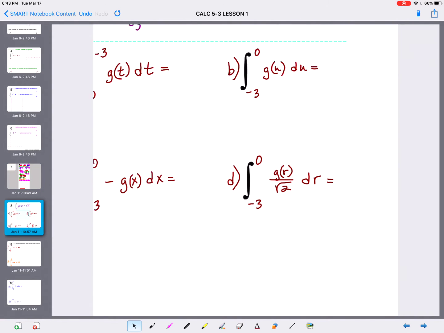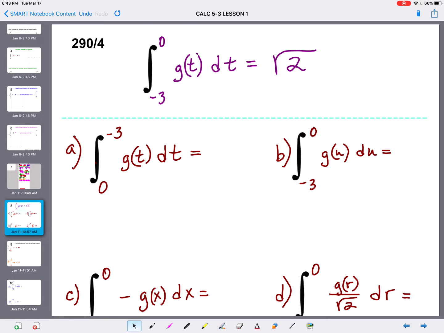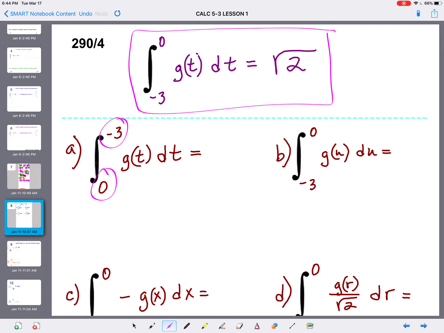Very similar type problem on problem 4. We'll kind of increase it. There we go. On problem 4, they do give us the one piece of information up at the top. And again, remember, the information there, it's a definite integral. It represents an area. So the first one here, let's see what's the difference. Hey, all they did was switch the limits.